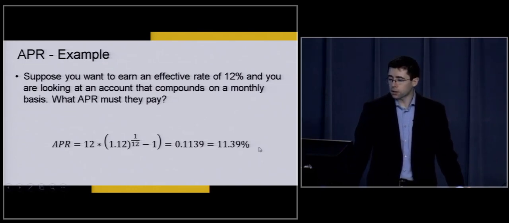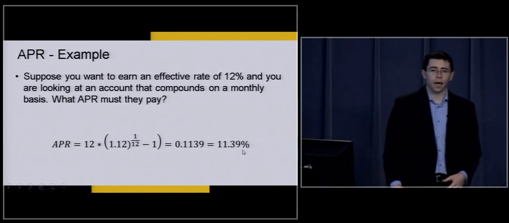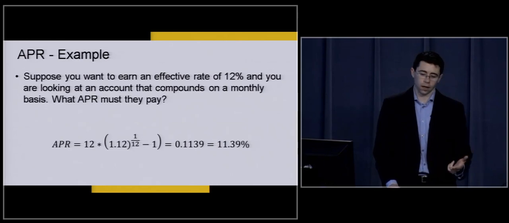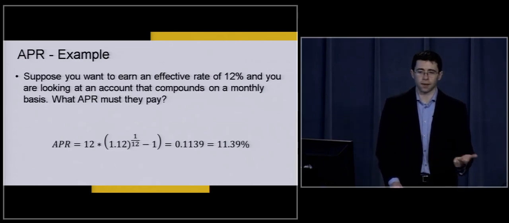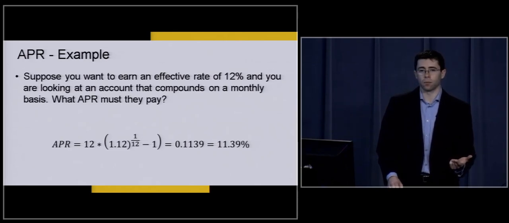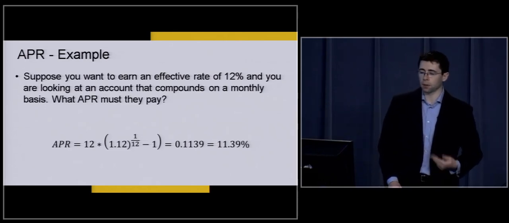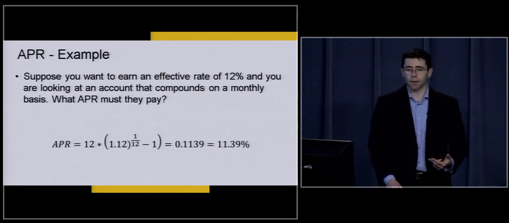What this is essentially saying is that if we wanted to ensure that we earned 12% on this account, let's say we put our money in a savings account that offered 11.39% APR with monthly compounding, that would give us 12% at the end of the year. In other words, if we put $100 in this account with an APR of 11.39% compounding monthly, at the end of the year, we would have $112.